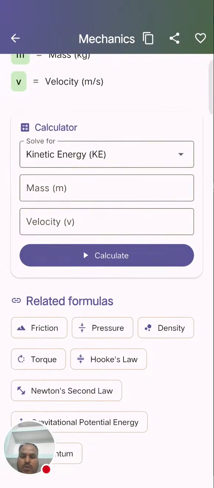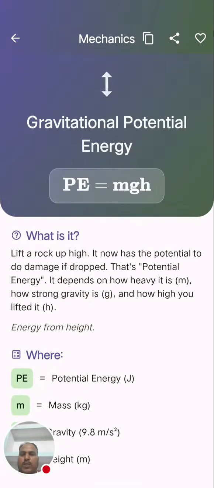Now the next formula which we have is gravitational potential energy.